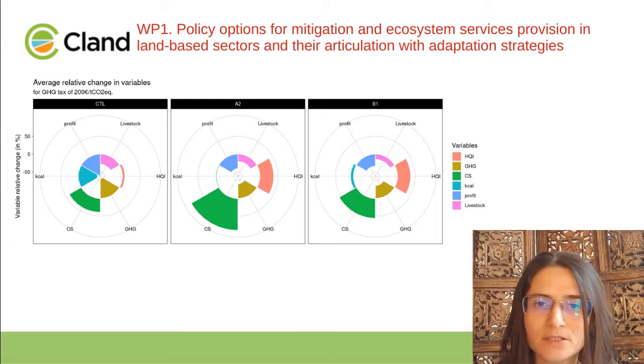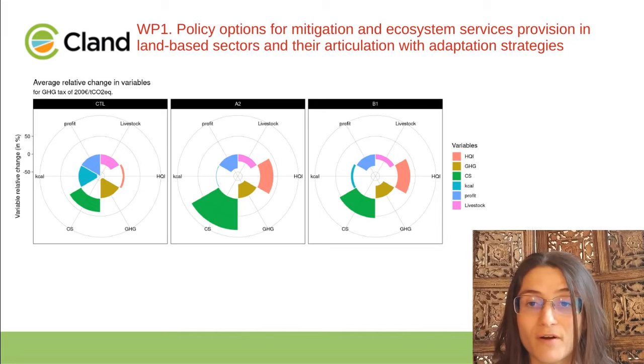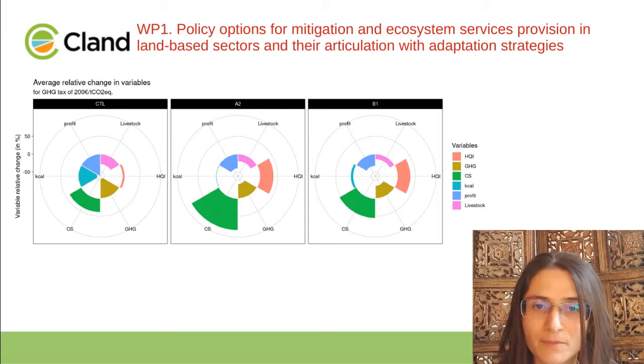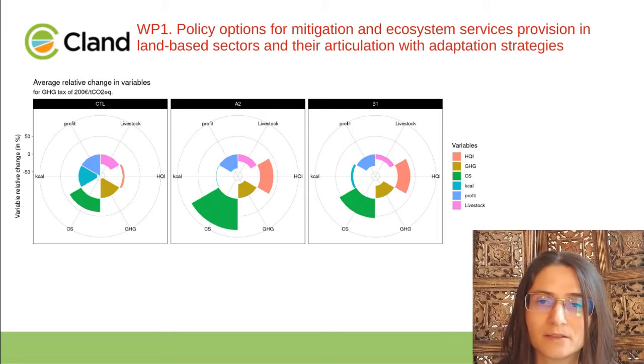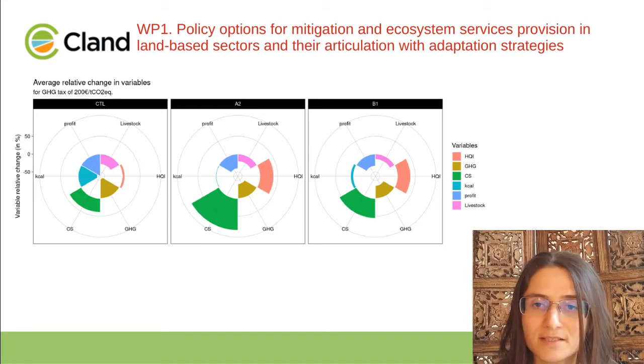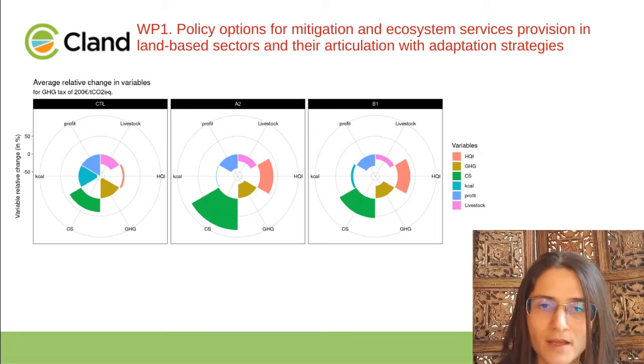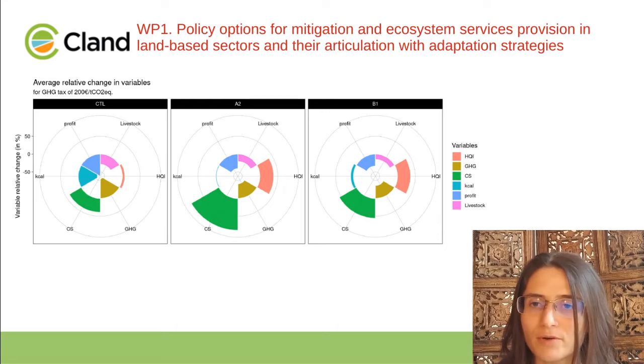So there is some trade-off, especially between the profit of farmers and the provisioning of the regulating ecosystem services, and there the introduction of the tax is limiting strongly the improvement in the crop production and in the livestock breeding associated with the climate change scenarios, and profiting on the regulating services.